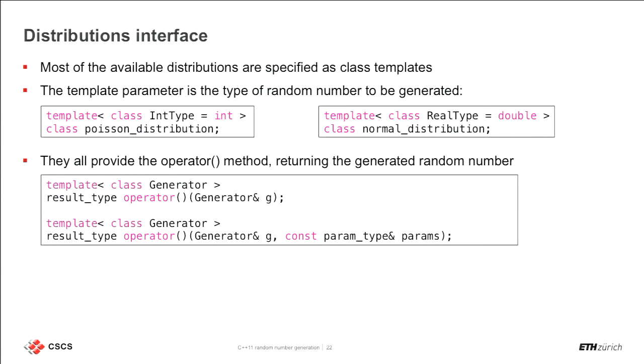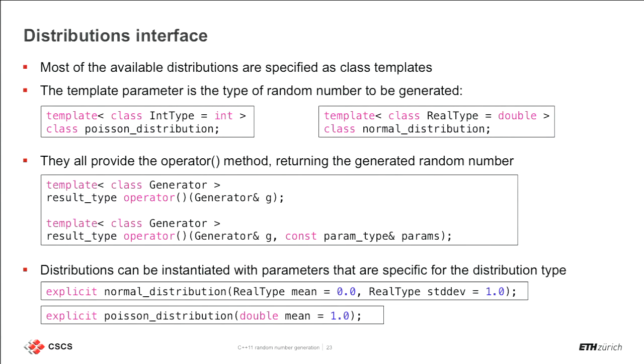Distributions have 2 different methods for the generation of random numbers. The first operator is the one that takes in input the generator. That is the one that I was showing you in the example. And there is another one which also takes in input a set of parameters, which basically are the parameters that define the mathematical property of the distribution. So if we have, for example, a normal distribution, in this case you will provide this param type that, as we will see, will contain these 2 numbers, the mean value and the standard deviation, of course, and the same also for the other distributions.